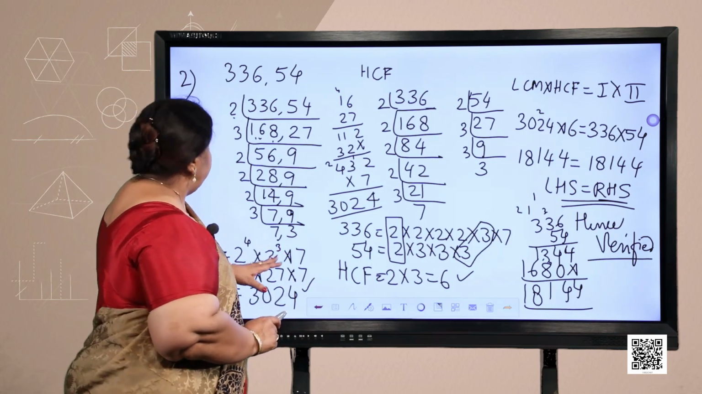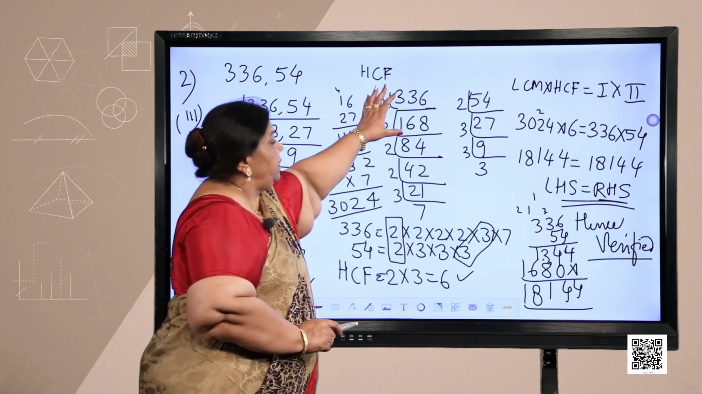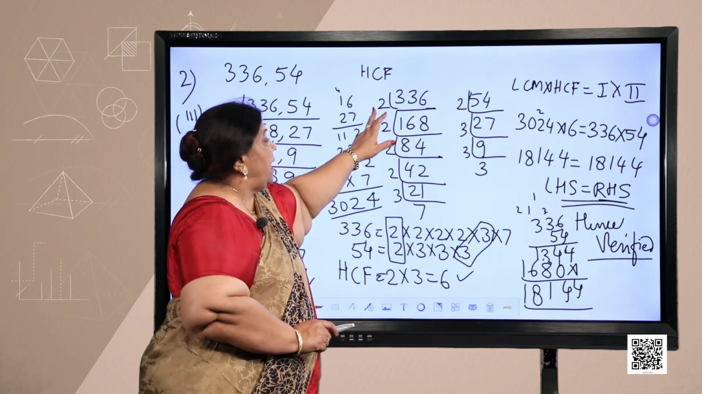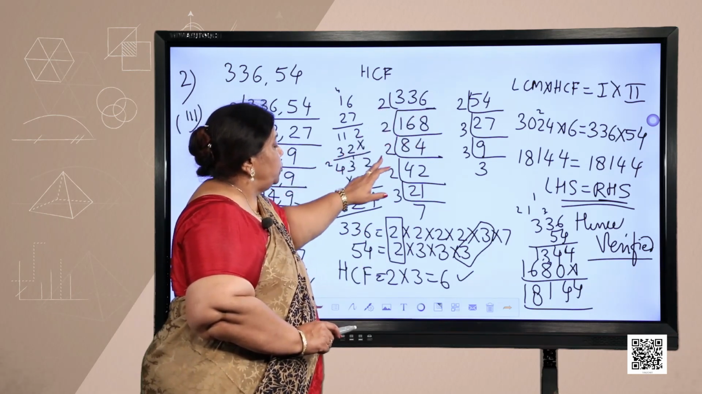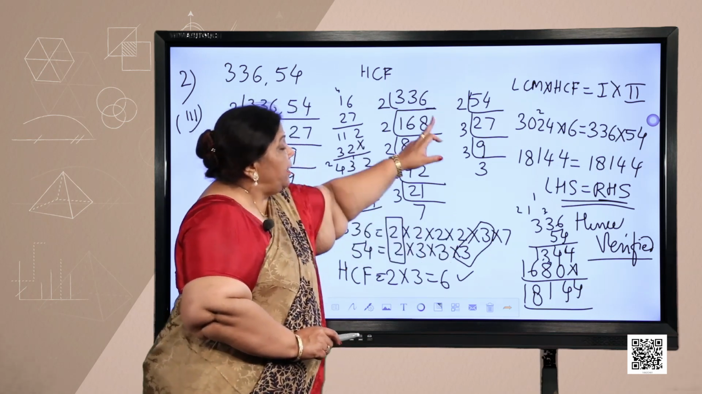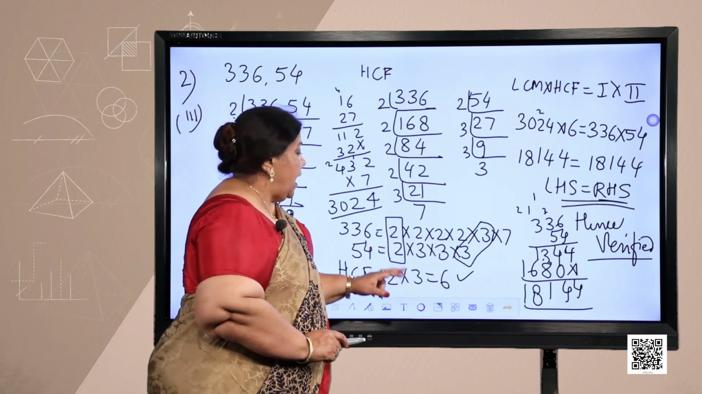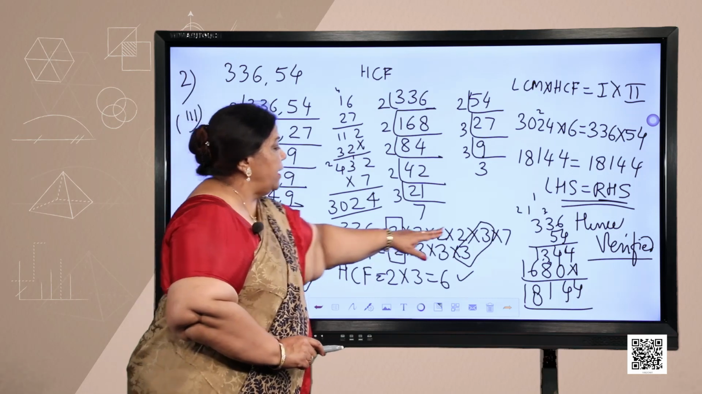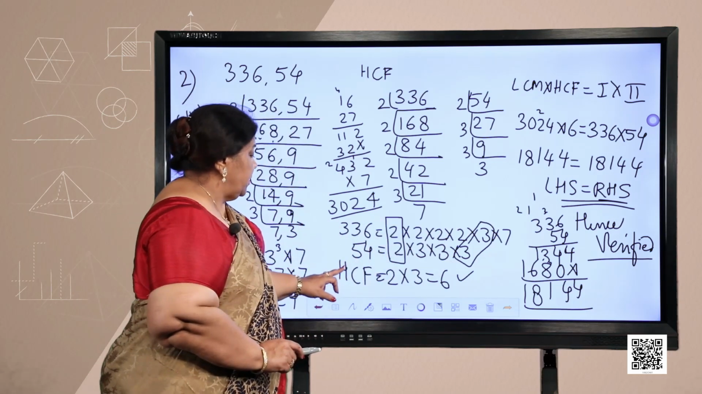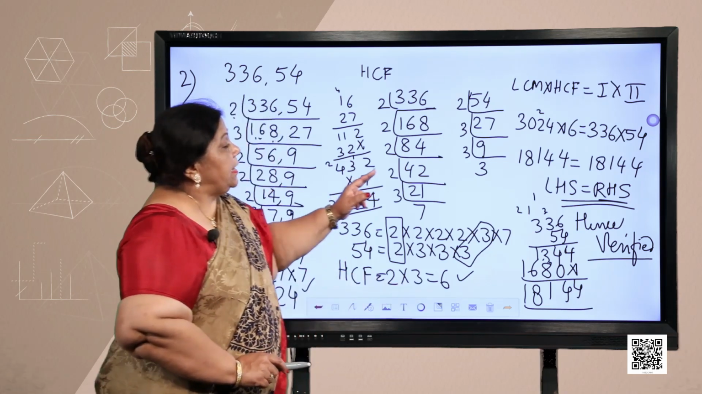Now, we have calculated the LCM as 3024. For HCF, we are finding by prime factorization method. 336 can be split as 2 into 2 into 2 into 2 into 3 into 7 by finding the factors, and 54 can be written as 2 into 3 into 3 into 3, and we can see that 2 and 3 are the only common factors in these two numbers. Therefore, HCF is 6.